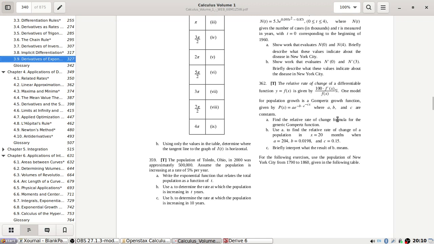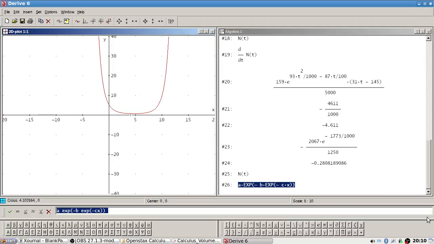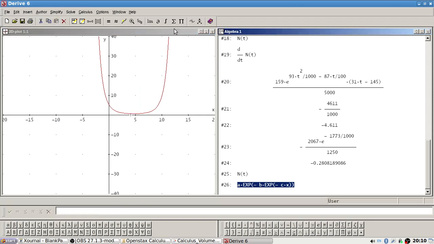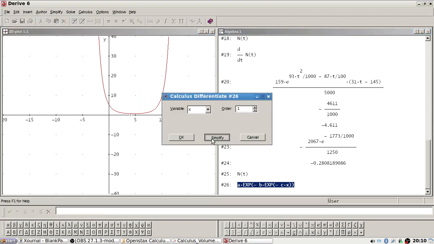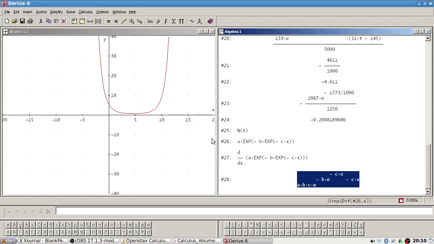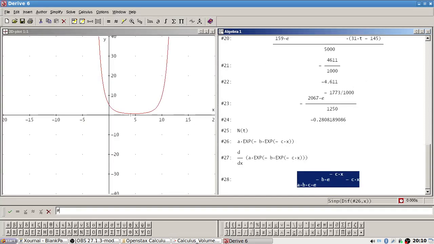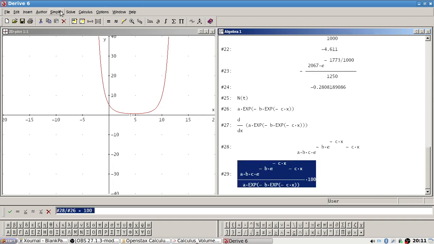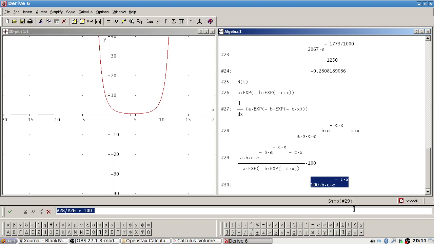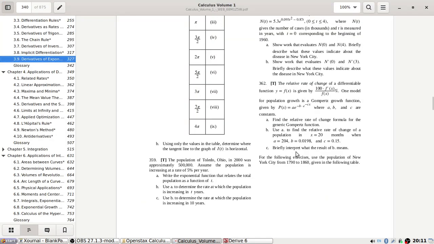Find the relative rate of change formula for this. Okay, so we'll have to calculate the derivative. And then it's that over that times 100. So line 28 over line 26 times 100. Okay, oh, that's a nice formula.